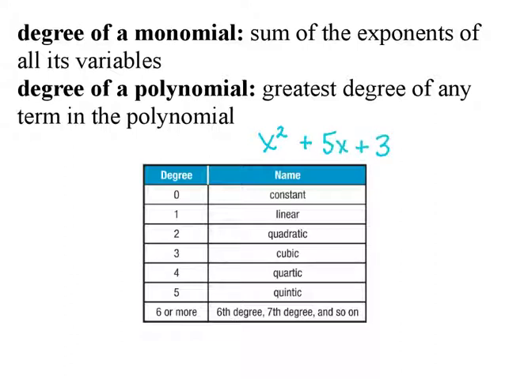Okay, so let's talk about degree a little bit. What's the highest power here, or the highest exponent? 2. The exponent here is 1. Exponent here is 0, because it's actually x to the 0 power. So this would be a degree 2 equation. We call a degree 2 equation a quadratic. We call a degree 1 equation a linear, degree 3 cubic, quartic, quintic, and so on.